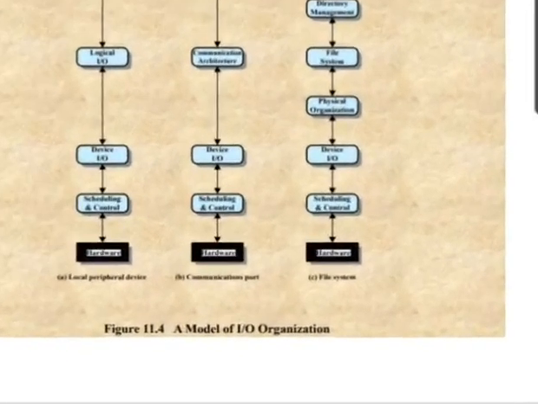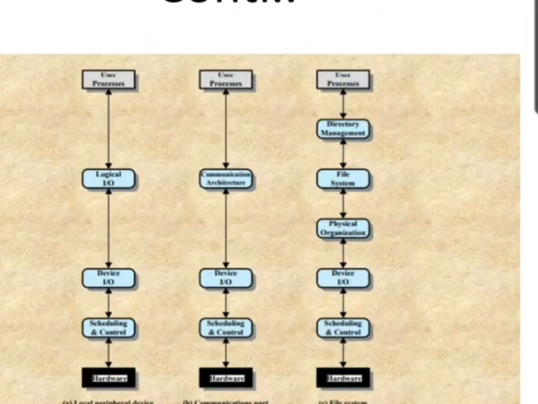So this diagram shows the model of input-output organization. It consists of user program, logical input-output, device input-output, scheduling and control. Then in the second it has an additional communication architecture, then device input-output and scheduling and control. And in the last one it has directory management, file system, physical organization, device input output, scheduling and control, and finally it goes to the hardware. So first is the local peripheral device, second is the communication port, and third one is the file system. So this diagram shows the model of input output organization.